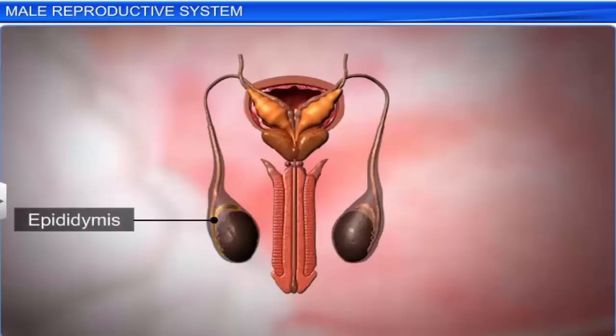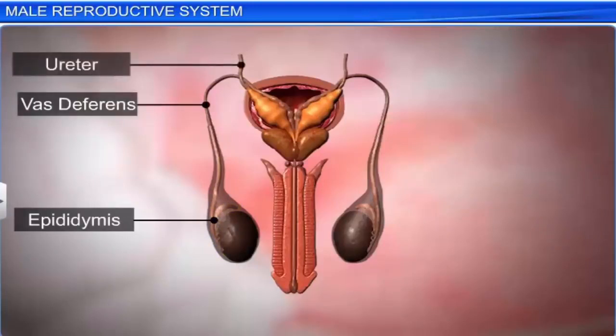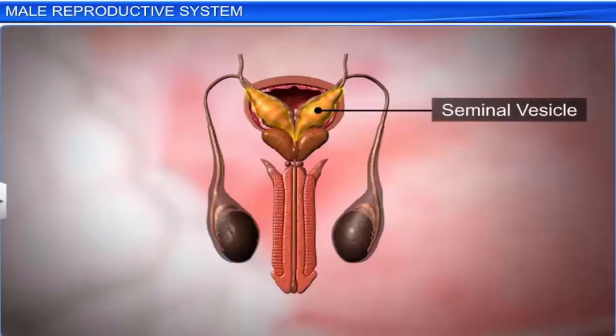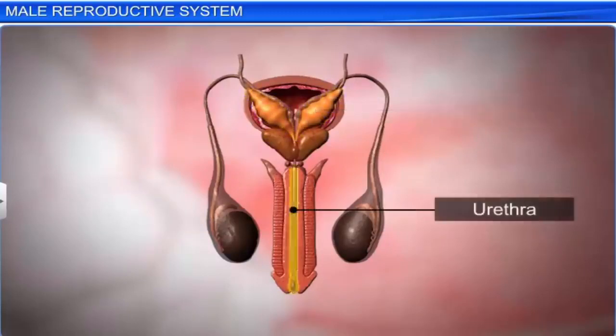The epididymis leads to the vas deferens that ascends into the abdomen, curves around the ureter, and loops over the urinary bladder. It extends backwards, receives the duct from the seminal vesicle, and finally opens into the urethra as an ejaculatory duct.